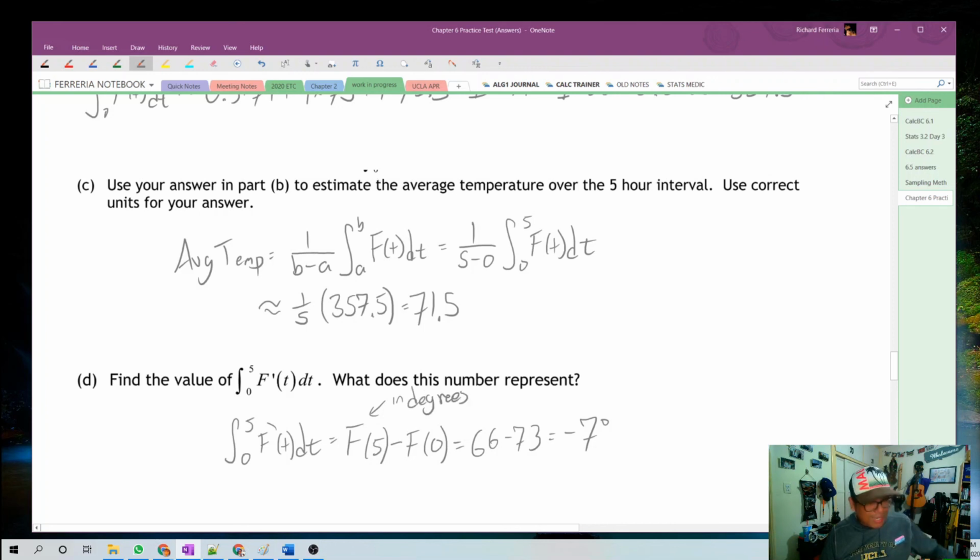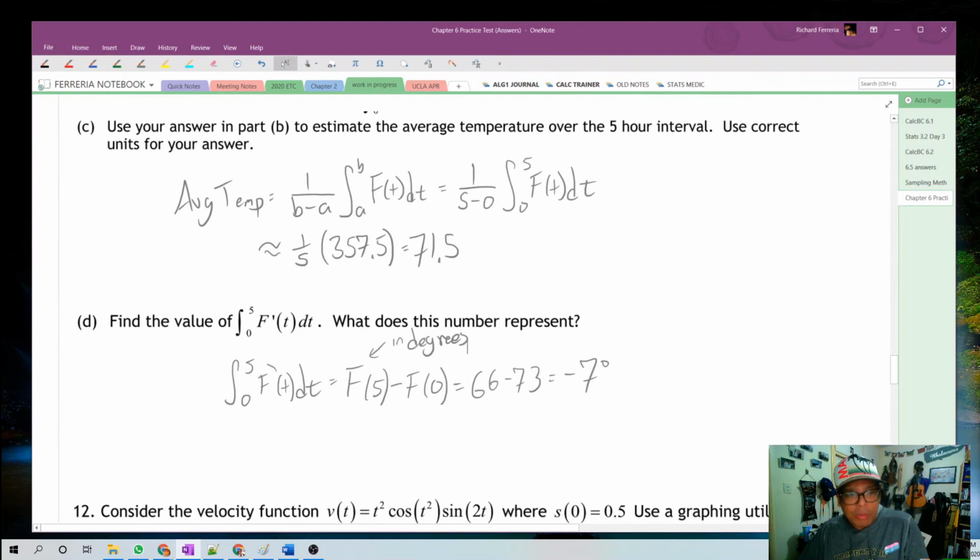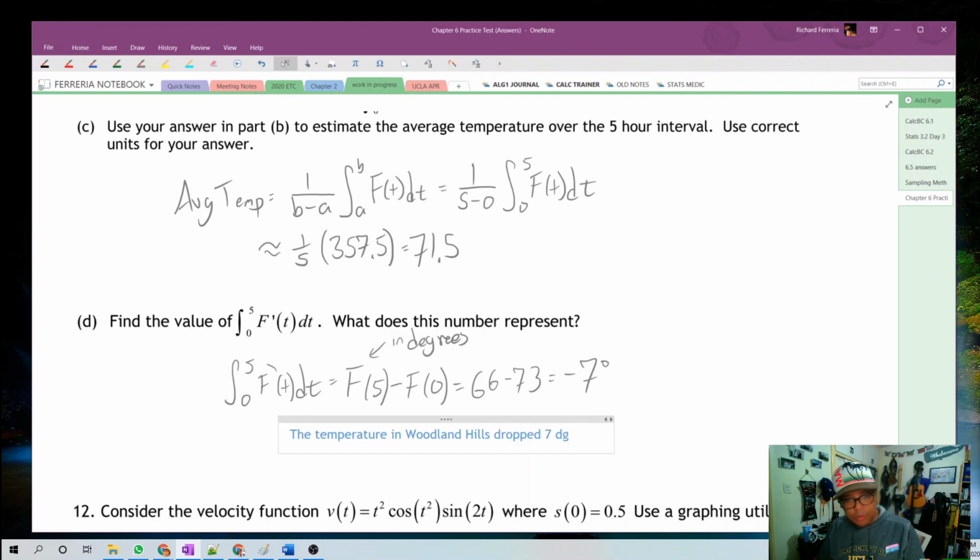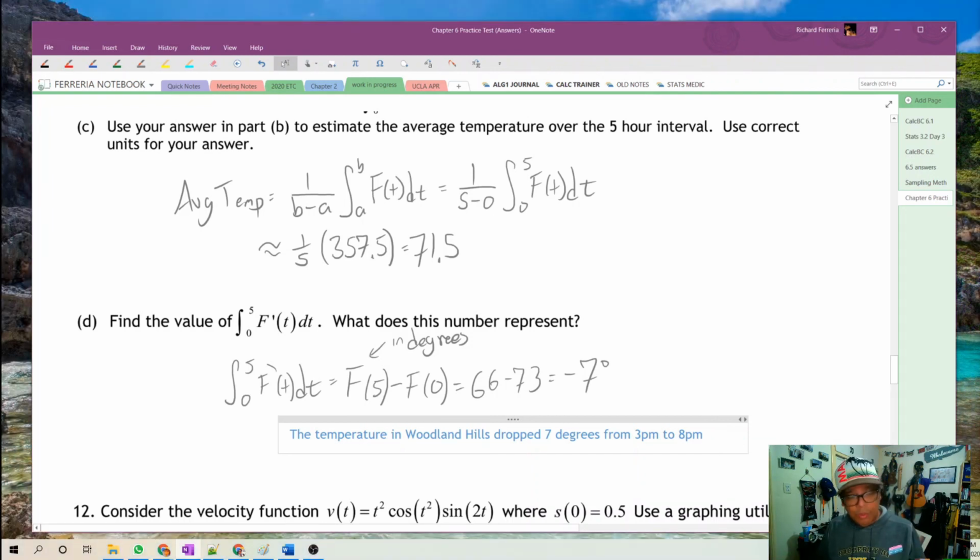So what does that represent? Well, if you just take a look at the function, don't worry about anything else. If you subtract f at 8 o'clock minus f at 3 o'clock, that's just a change in temperature. So this means that the temperature in Woodland Hills dropped 7 degrees from 3 p.m. to 8 p.m. That's all it means. When you subtract two temperatures, that tells you the temperature change.